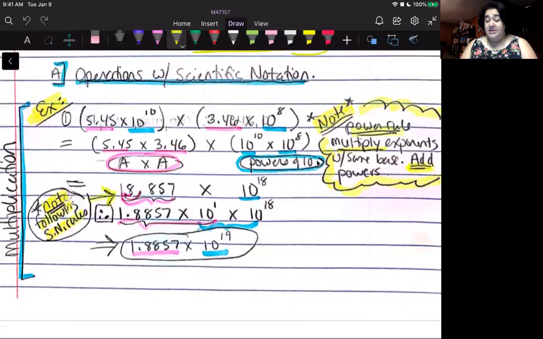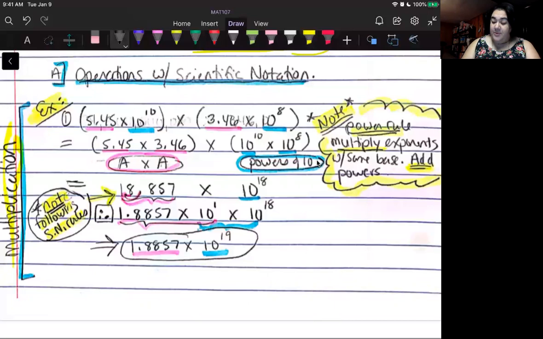The basic rule of thumb, whenever you're doing an operation with numbers that are written in scientific notation, is that we work with the A's first, and then we work with the powers of 10, whatever calculation we're doing. So here we're going to do multiplication. As you can see, we're working with multiplication. Okay. And we're being given the following numbers.